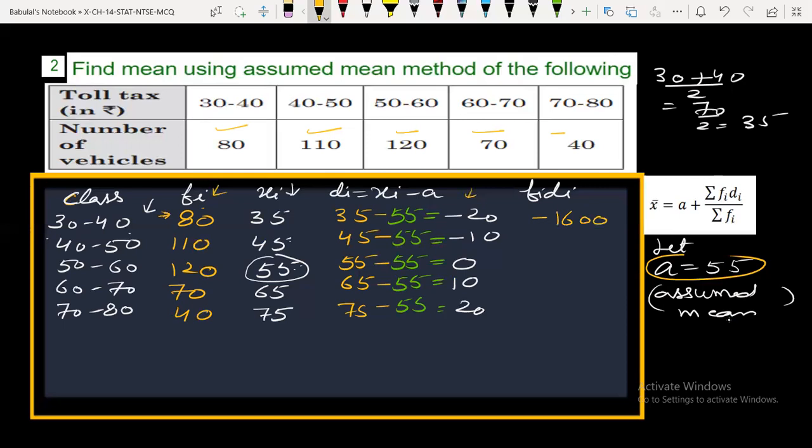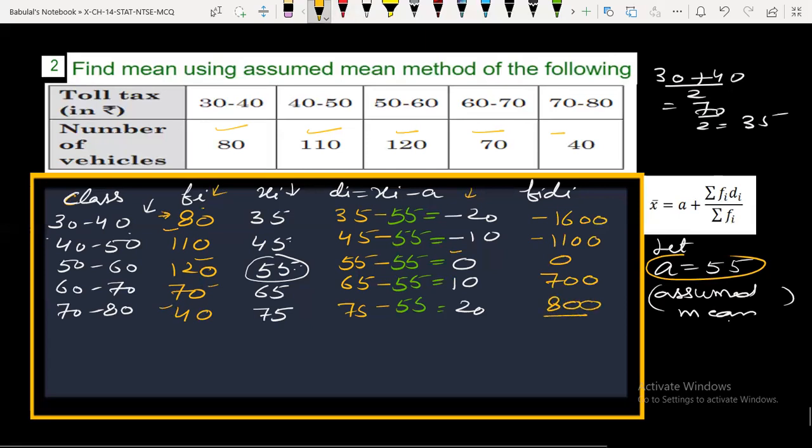रफ कॉलम यूज करिए, थोड़ा टाइम लेके सॉल्व करिए और प्रैक्टिस करिए. Then 110 into minus 10 that is minus 1100. Then 120 into 0, this is 0. Then 70 into 10, this is 700. Then 40 into 20, this is 800.